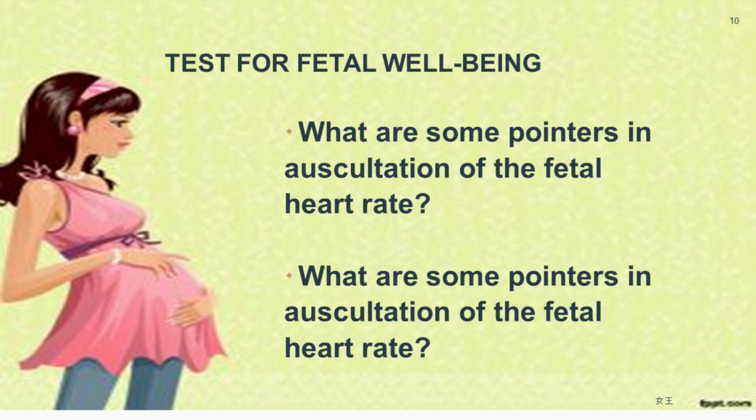Tests for fetal well-being. What are some pointers in auscultation of the fetal heart rate? Place the bell of the stethoscope over the area of maximum intensity of the FHR. Place your finger on the maternal pulse to differentiate from FHR. Count for 30 to 60 seconds. If there is an elevation or a decrease of FHR from the normal range of 120 to 160 bpm, do a recounting to validate and associate with other factors, as needed.